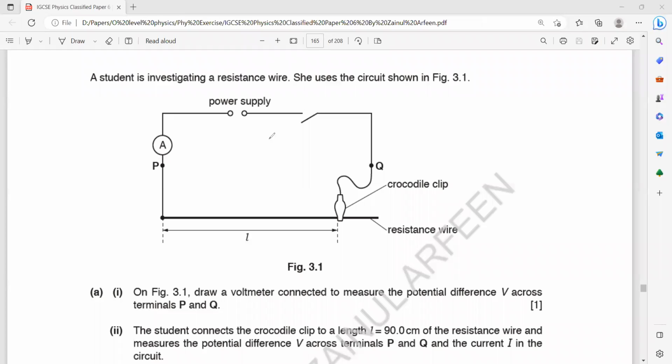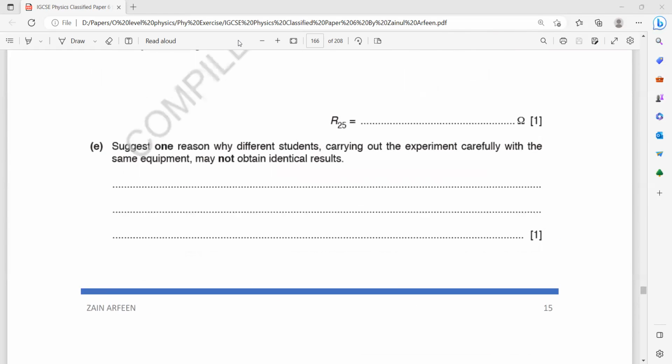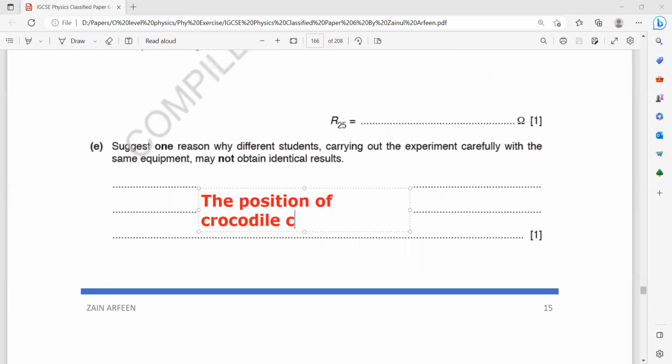It is difficult to judge the exact position of a crocodile clip. We are saying this length is, for example, 90 centimeter or 60 centimeter or 40 centimeter, but it's hard to identify the exact position of a crocodile clip as it does not have regular edges. So the answer here: the position of a crocodile clip may be different, which leads to a different result.